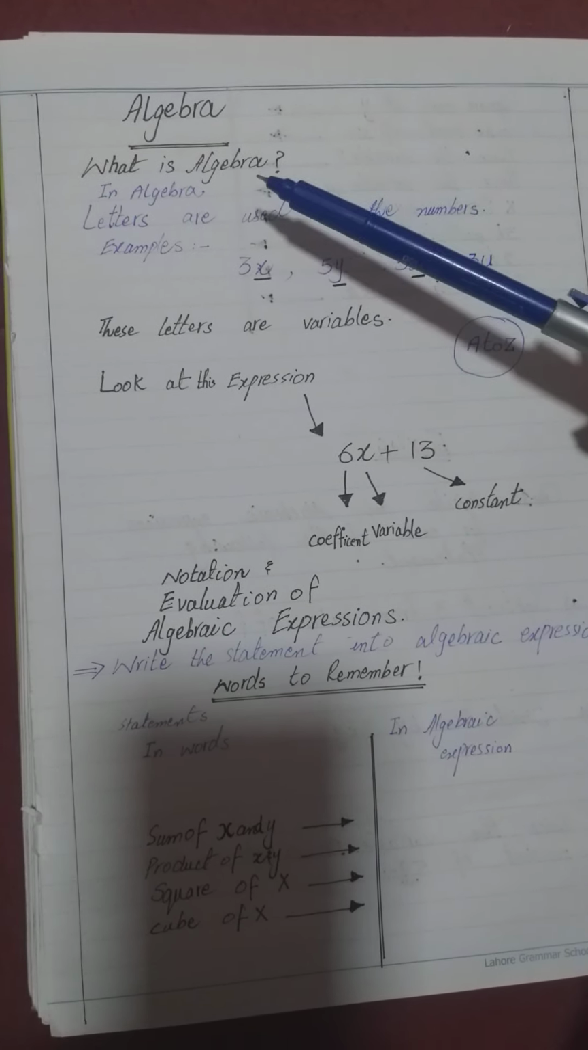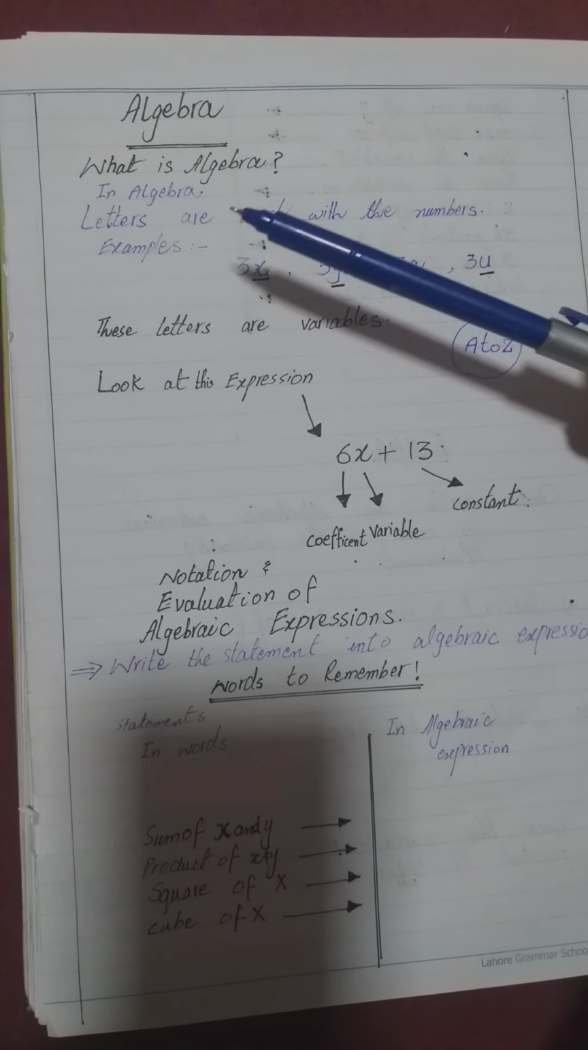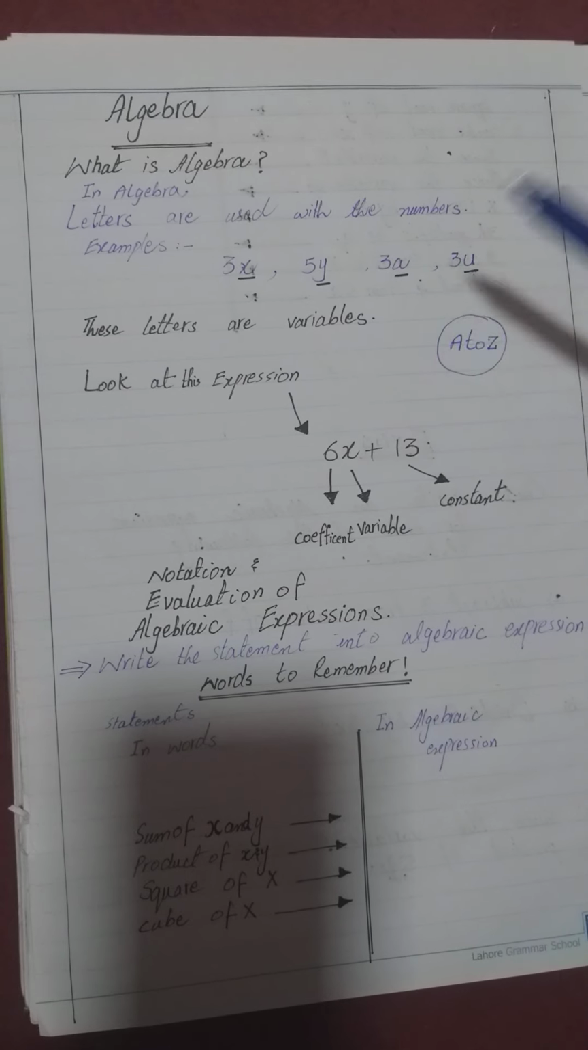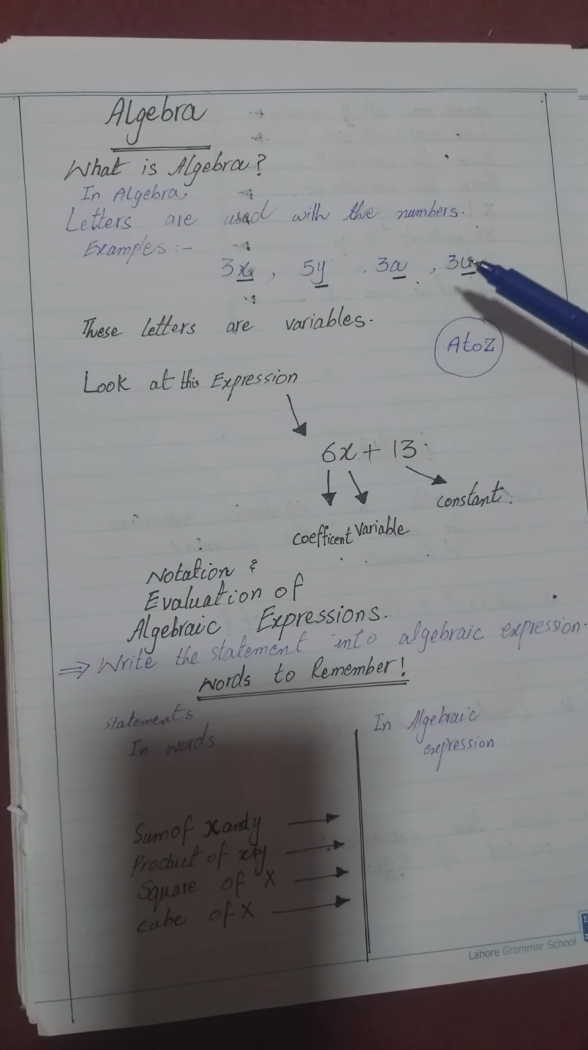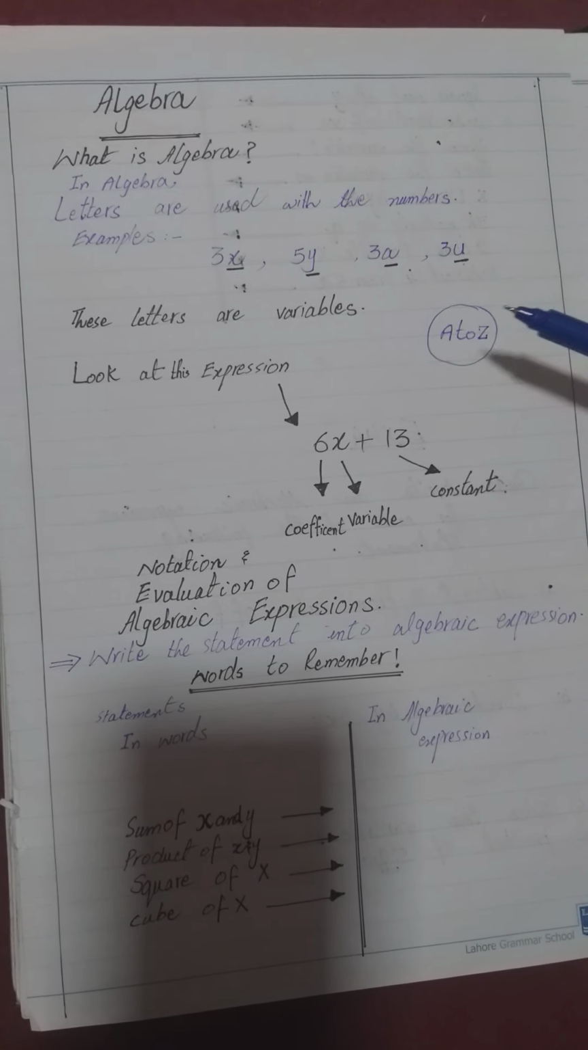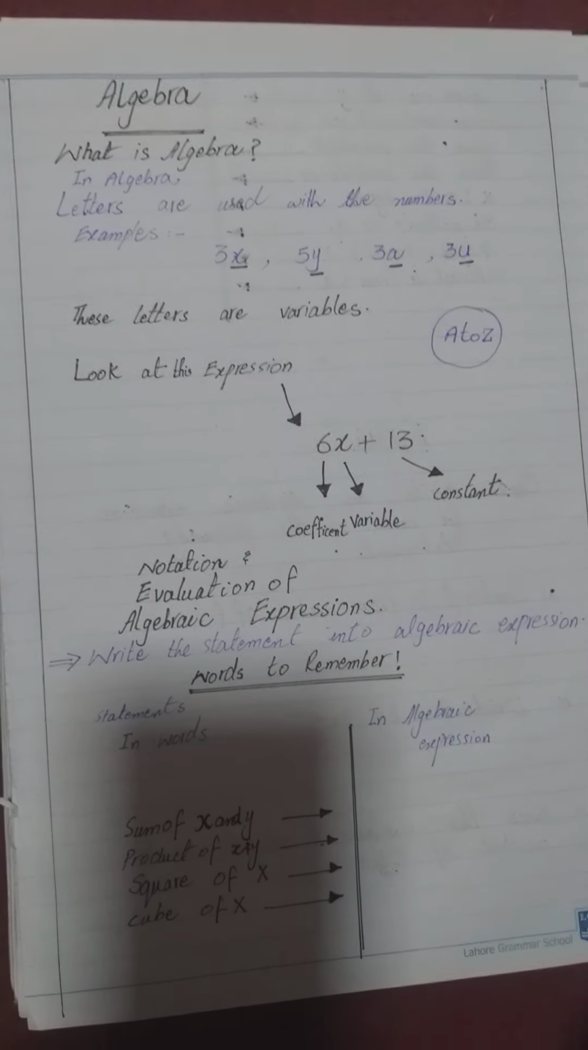What is algebra? In algebra, letters are used with the numbers. Examples: 3x, 5y, 3a, 3u. Any letters, any alphabet from A to Z, can be used with the digits.